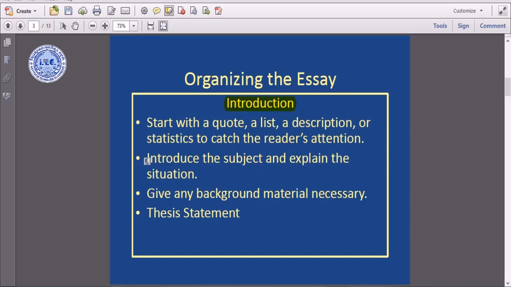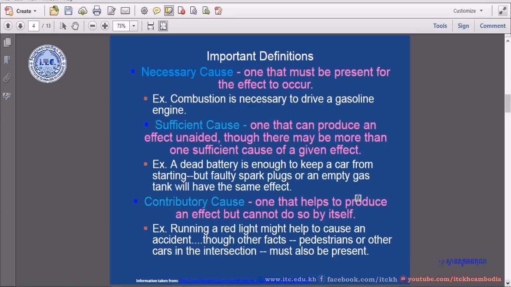And then the second one: you introduce the subject and explain the situation. You introduce your topic, and then you explain the situation. Then you give any background or material that is necessary for the readers. Last but not least, the last sentence of the first paragraph, the introduction paragraph, is the thesis statement, right? And you already learned how to write a thesis statement. Okay, so here you go to another point.